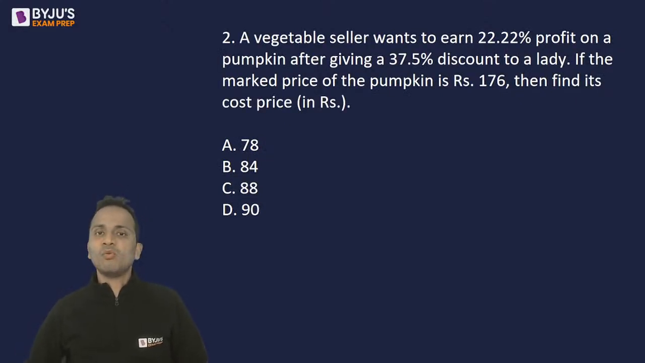Second question: a vegetable seller wants to earn 22.22 percentage profit on a pumpkin after giving a discount of 37.5 percentage. If the marked price of the pumpkin is 176 rupees, then find the cost price.